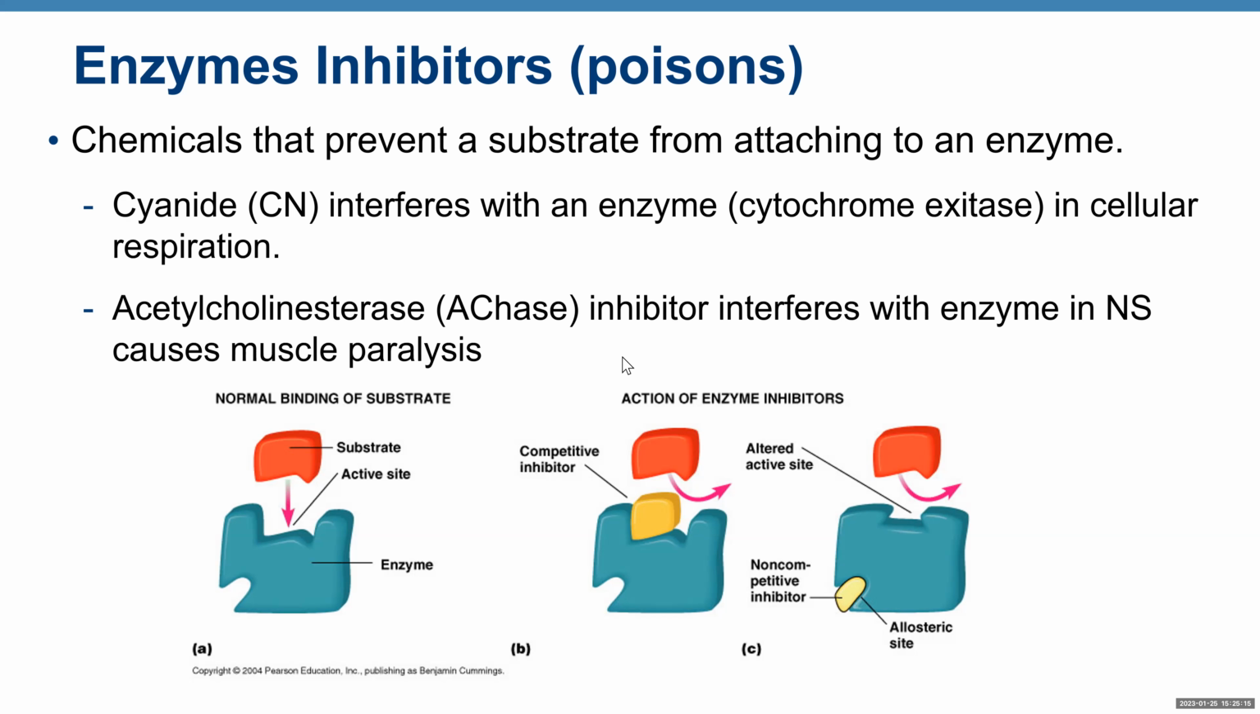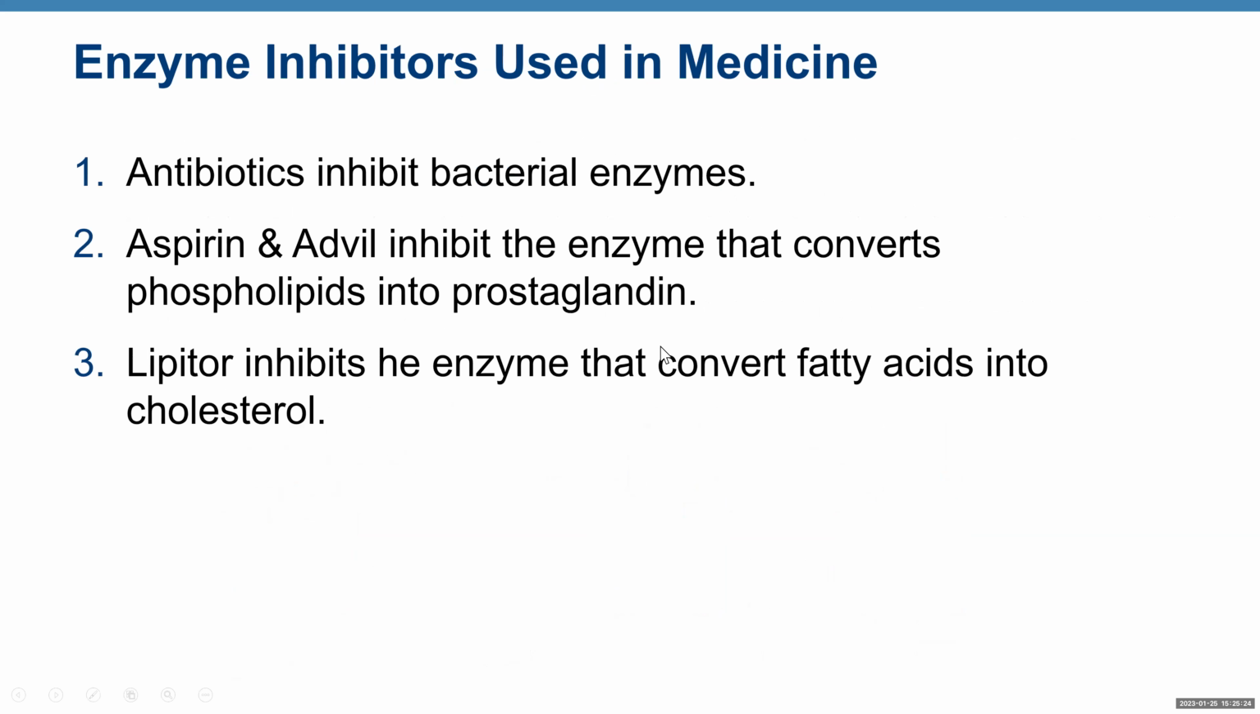And now back to my question. Can we use these chemicals to prevent reactions that we don't want to happen in our body? And actually we can. So here are the enzyme inhibitors used in medicine. Very famous antibiotics. They inhibit bacterial enzymes. So if they inhibit bacterial enzymes, then bacteria cannot function properly. Bacteria will die. That's what antibiotics do.